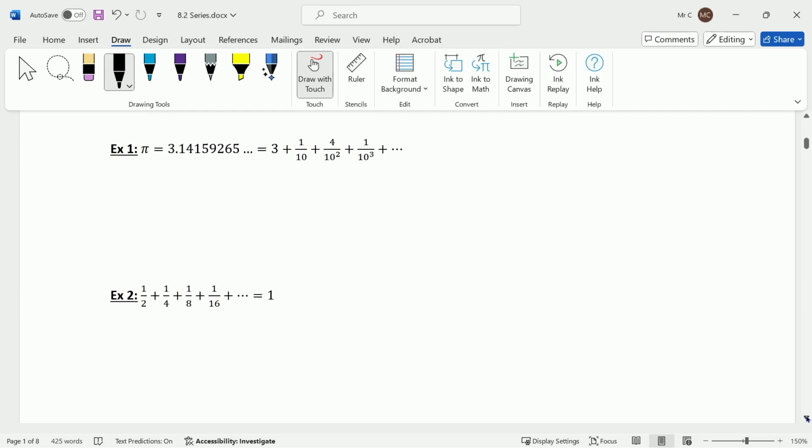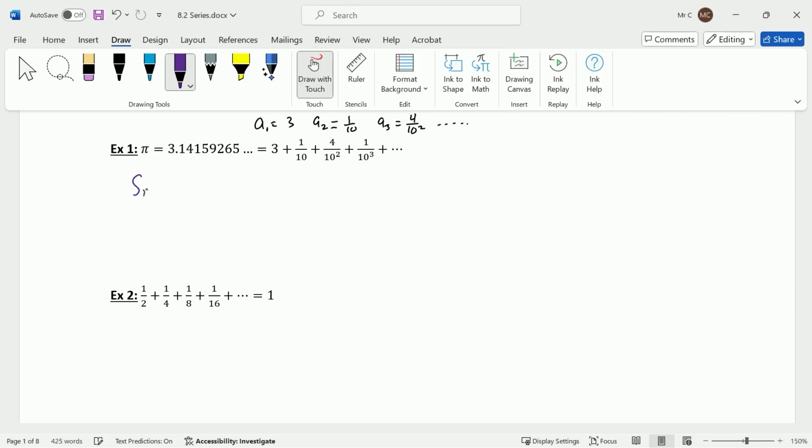So here we have a sequence. Pi is a sequence of terms being added together. So the sequence looks like a1 is 3, a2 is 1/10, a3 is 4 over 10 squared, and so forth and so on. But what I'm concerned with is the number pi, which is the sum of all of these terms in the sequence. So what do we know about these sums?